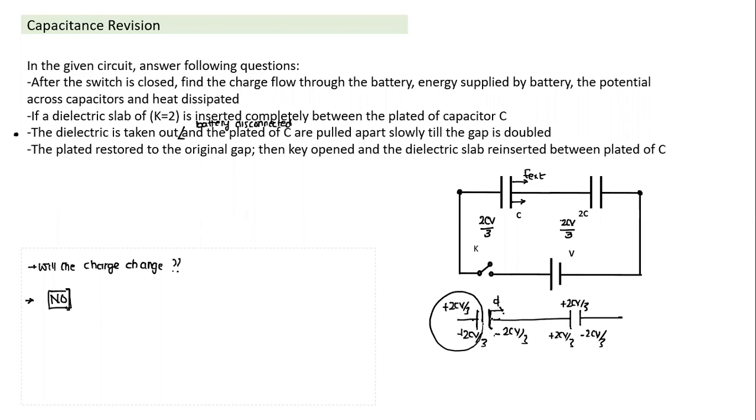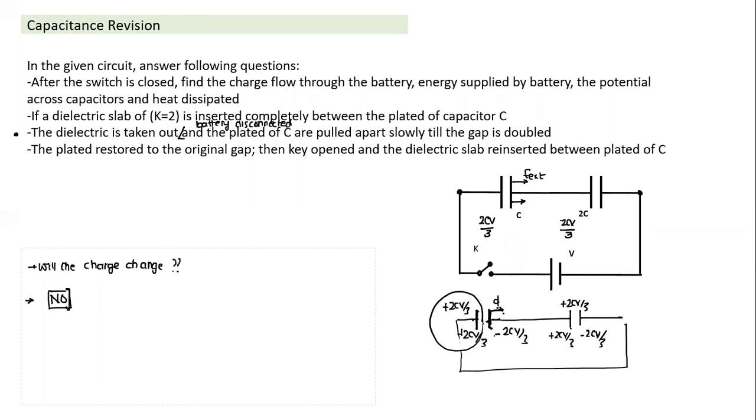Because for charge to change, the charge on one plate cannot change unless the charge on the opposite plate changes; only then can the charge on this one change. So if it was forming a loop, yes, charge could have changed if I change the separation. But since the battery is connected, it means the key is opened here. In that case, charge cannot flow. So do you recall this point? Yes, the charge will not flow.